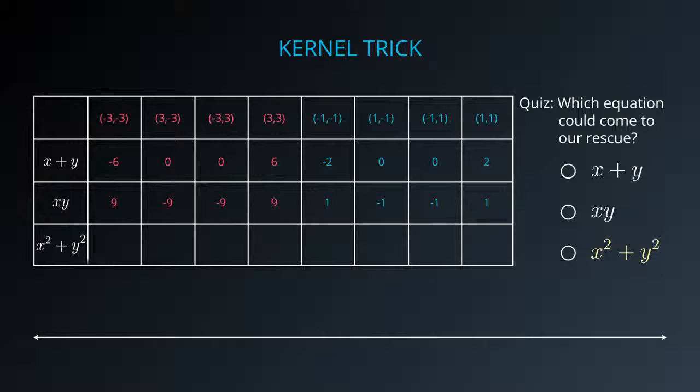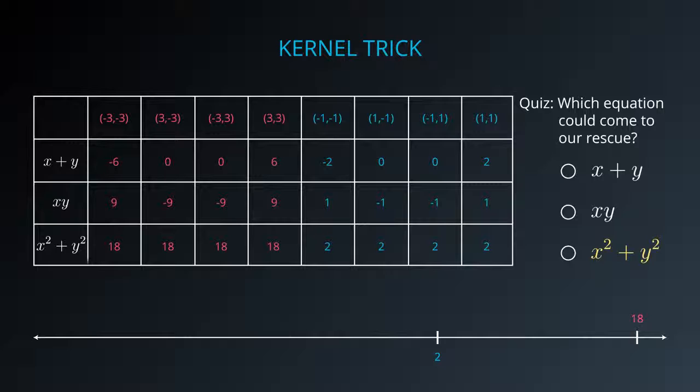Now let's try with x squared plus y squared. At minus 3, we get minus 3 squared plus minus 3 squared, which is 18. And all the other values are 18, 18, 18, and then 2 for the blue ones, since 1 squared plus 1 squared is equal to 2. So in our number line, all the blue points cluster at 2, and the red points cluster at 18.